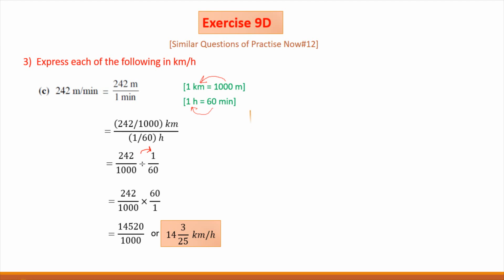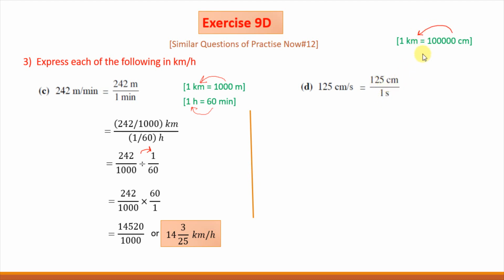Now we will move on to part D. The given value is 125 centimeter per second. We will write it in fraction. Then we convert the centimeters into kilometer and seconds into hours. We know that in 1 kilometer there are 1 lakh centimeters. So when we convert the smaller unit to bigger unit, we will divide.